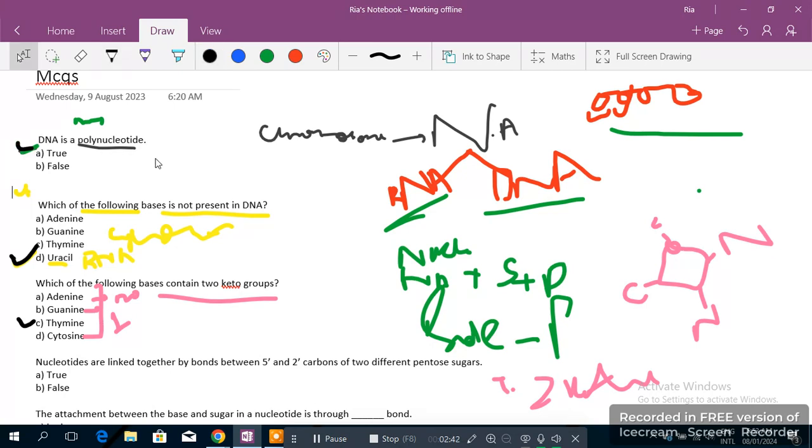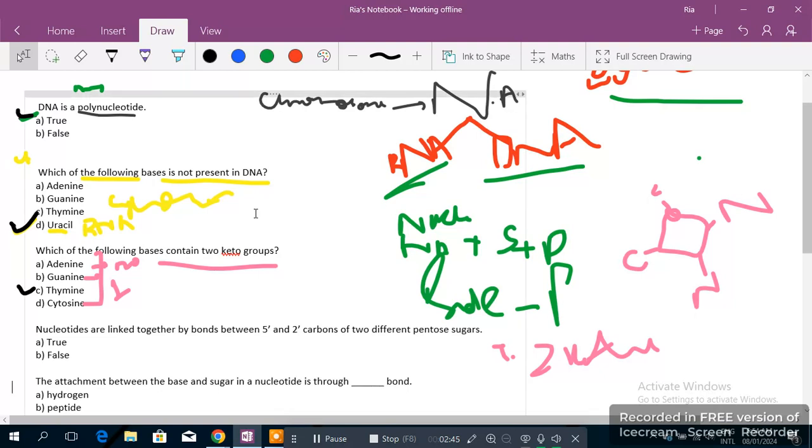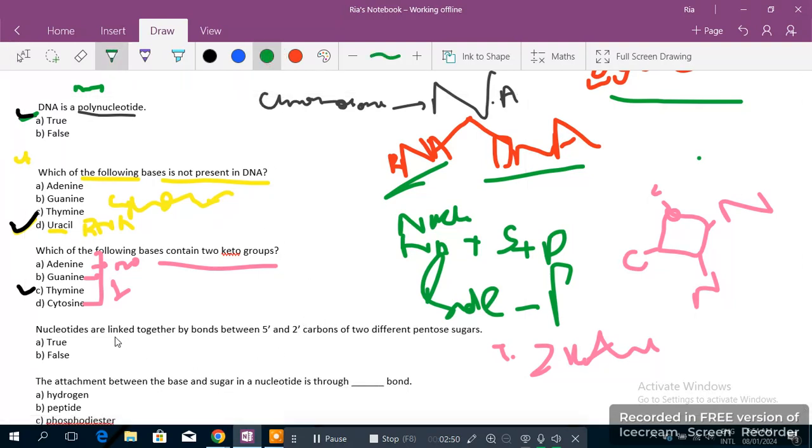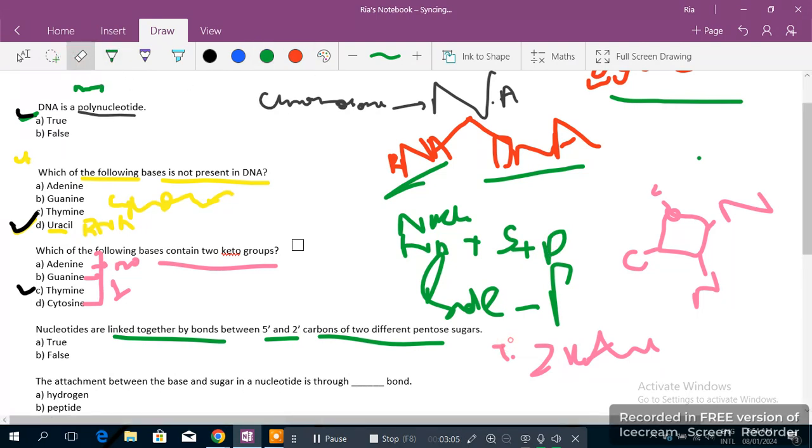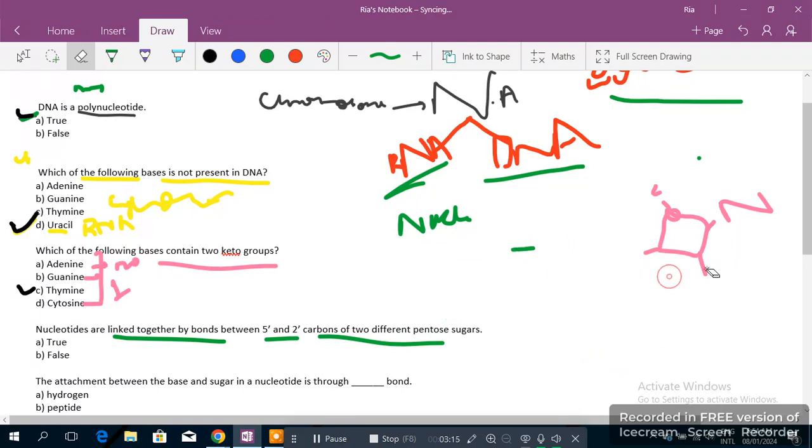So yes, we are done with this, now we are going to do this one. Nucleic acid which are linked together by a bond between 5 and 2 carbon of 2 different pentose sugars. By looking at this question, there's no need to read the complete statement, because I'm sure you have studied a little part of genetics. If not genetics, this is a very basic concept you would have known.